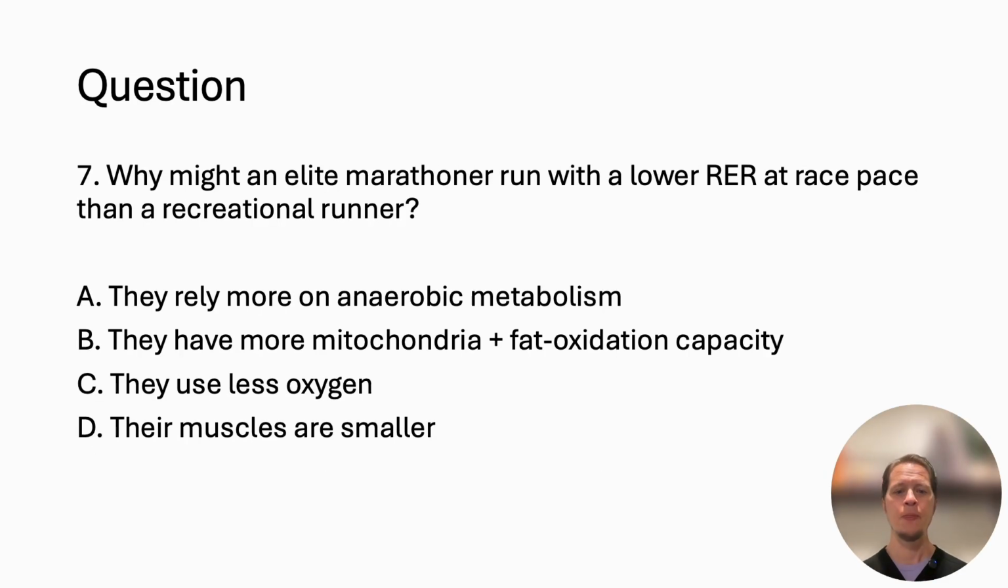Question 7. Why might an elite marathoner run with a lower RER at race pace than a recreational runner? The options are: they rely more on anaerobic metabolism, they have more mitochondria and fat oxidation capacity, they use less oxygen, or their muscles are smaller. And again, this might be hard. Try to reason through it. Try to figure out where the answer is.